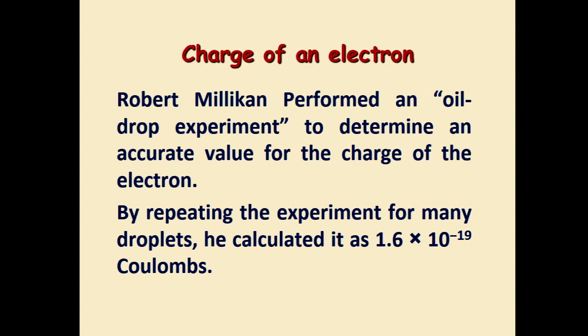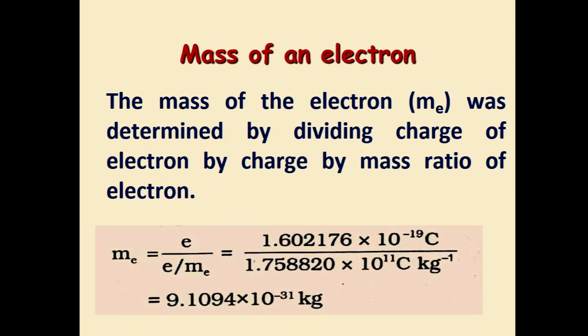He performed an oil drop experiment to determine an accurate value for the charge of the electron. By repeating the experiment for many droplets, he calculated the charge of the electron as 1.6 × 10^-19 coulombs. The mass of the electron was determined by dividing the charge of the electron by the charge to mass ratio of the electron, and that is 9.1 × 10^-31 kilogram.